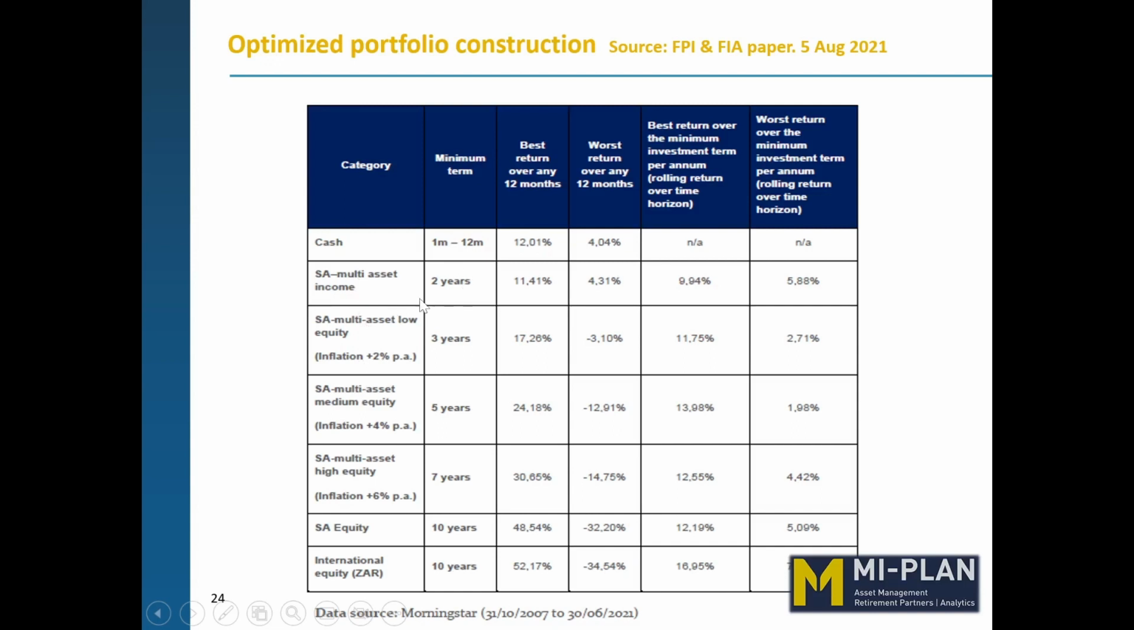So money that Travis needs now, within the next 12 months to 2 years, we're going to put into a cash category. There you've got money market funds, also some income funds. Money that he's going to need in 3 to 5 years' time, you're going to go there for your CISA low equity category, multi-asset medium equity category, and so on. So the MyPlan software is very much in line with what is recommended by the FPI.